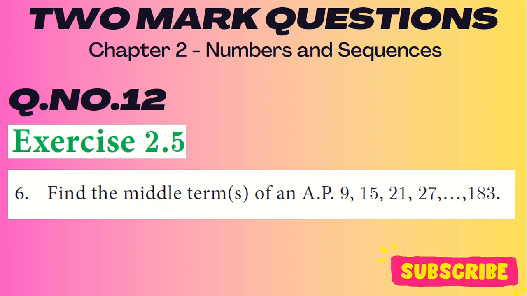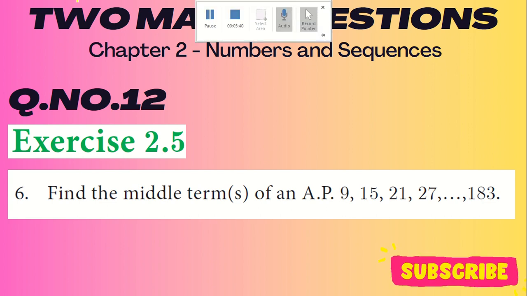Find the middle term of an AP 9, 15, 21, 27 up to 183. I'll repeat. Exercise 3.25, sixth one is find the middle term of an AP 9, 15, 21, 27 up to 183. So this is stated to be a very important sum, and let us go to the 13th sum.